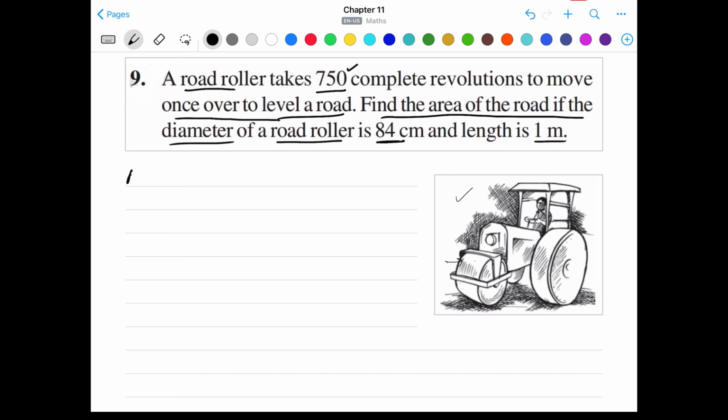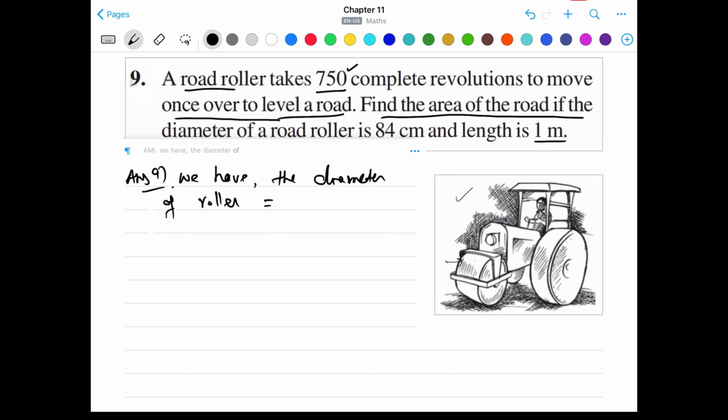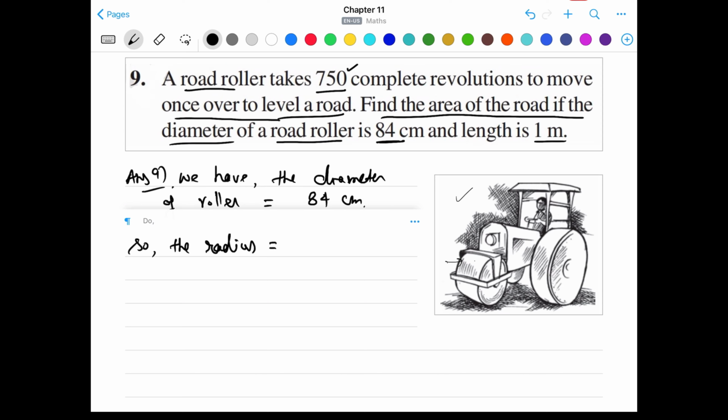Okay, so let's start answer number 9. First we'll write the given things. The diameter of the roller is equal to 84 centimeter. So the radius will be equal to 84 divided by 2, which gives 42 centimeter. If the diameter is 84, the radius will be 42 centimeter.